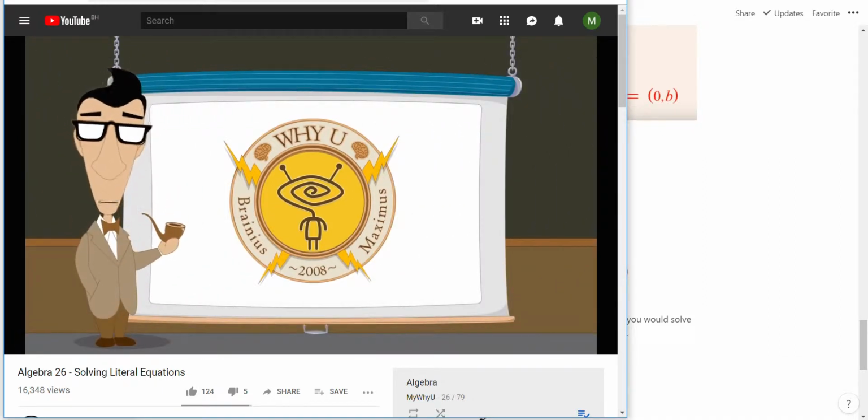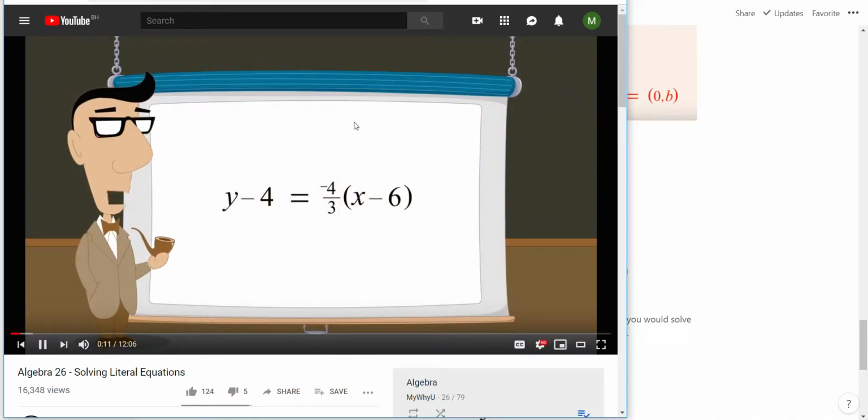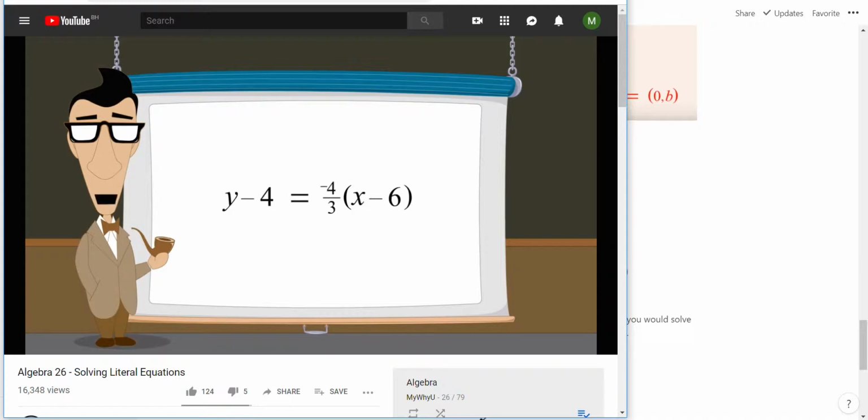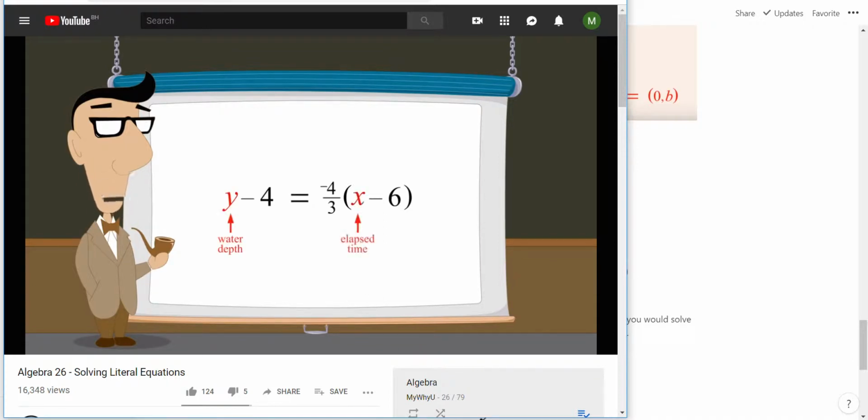Hello! I'm Professor von Schmohawk. How linear equations can be applied to real-world applications. These equations express mathematical relationships between numeric quantities. For example, the relationship between the level of water in a pool and time.